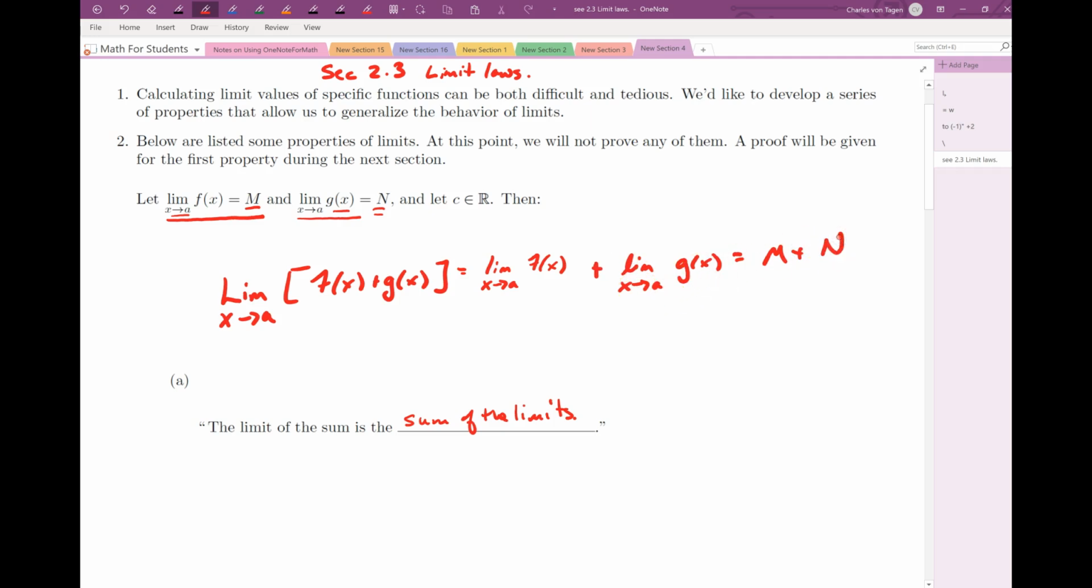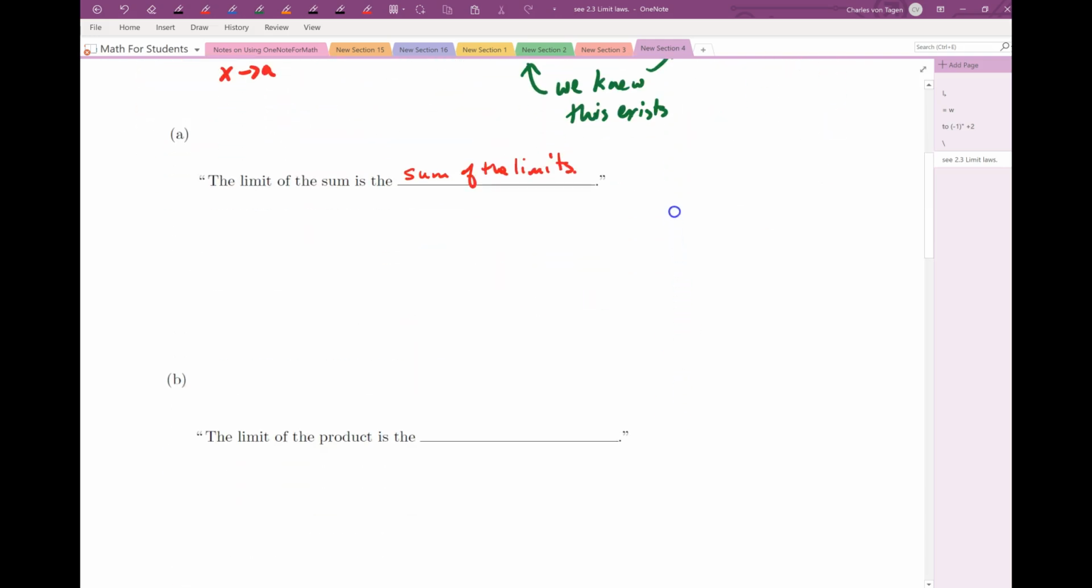Now, something that's very important about these properties, and kind of gets lost as we're developing them, is that we already assumed that these underlying limits exist. We knew this existed, and that was the same with both of these. So only because we knew both of those exist were we able to distribute the limit over the sums. So these properties do not work if, for instance, the limit as x approaches a of g of x didn't exist, then we couldn't apply this property. Okay, so that's something that's easy to lose sight of as we go through.